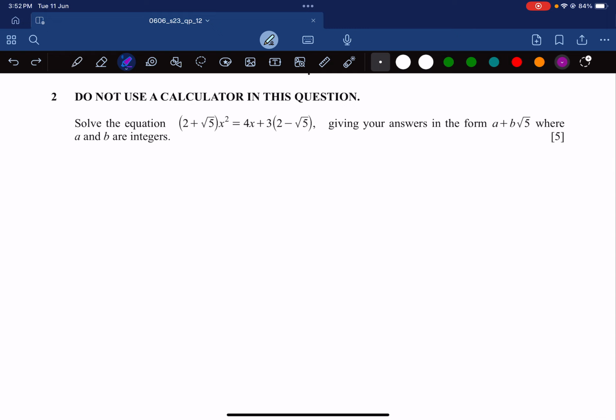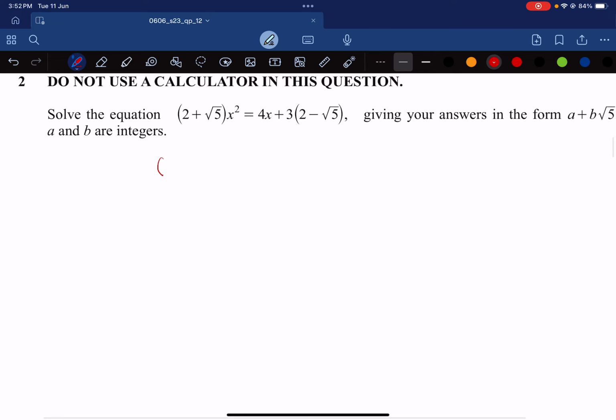Solve the equation given, giving your answer in the form of a plus b square root 5, where a and b are integers. So let's make it into ax squared plus bx plus c form. This would be our A. This would be our B, including the negative sign. This would be our C.